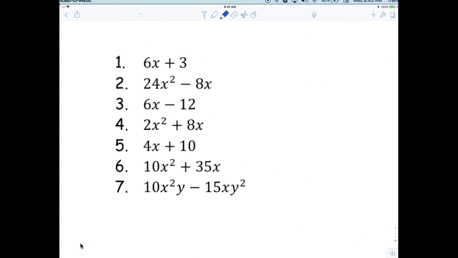Okay, the first set of problems here are just really factoring once, and it's factoring out the GCF. So step number one is always to see if there's something common. Now, in question number one, what is common? 3. So you should be able to say 3 parentheses 2x plus 1.